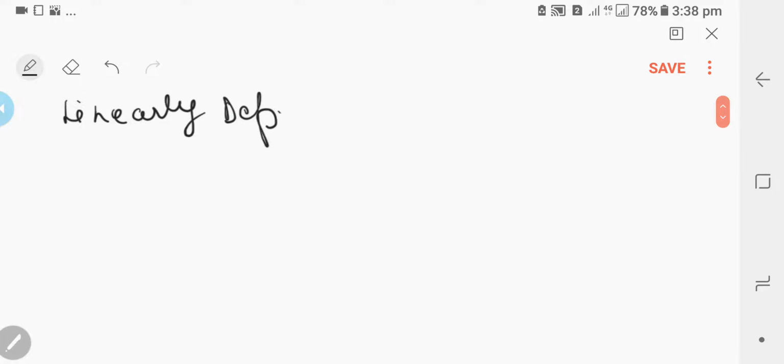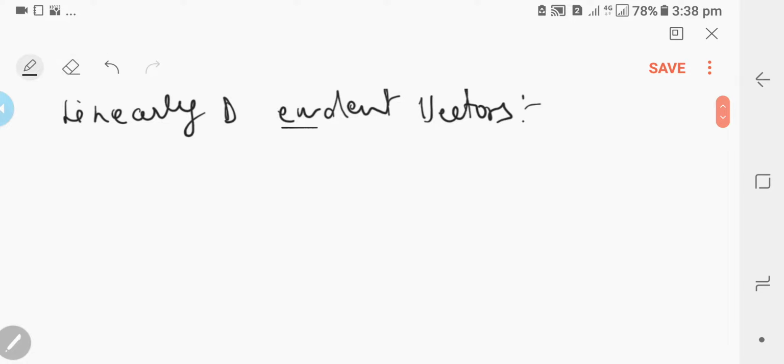Linearly dependent vector. I'm sorry for the bad handwriting. I'm not very used to this S Pen.